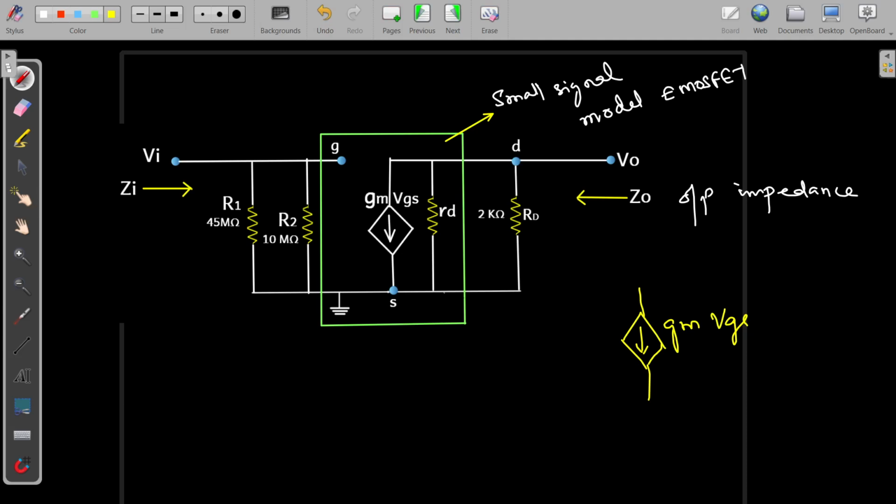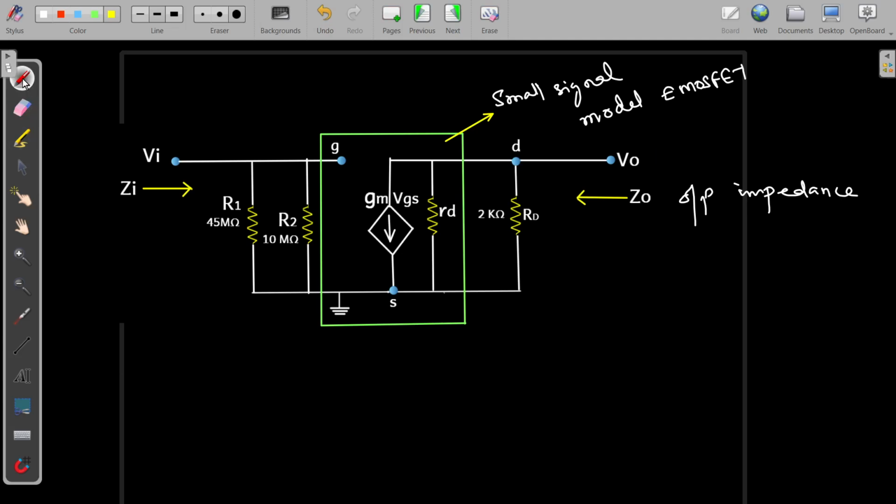So this dependent current source depends on this VGS value as well as this transconductance parameter gm, and that is connected in parallel with small rd, and then connected in parallel with this capital RD. On the input side we have this R1 resistance and R2 resistance connected in parallel. Then we have this input voltage Vi and this input impedance Zi when looking into the circuit. Similarly, at this side we have this Vo and Zo as the output impedance when we are looking into the circuit from the output side.